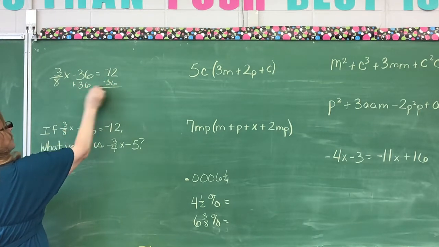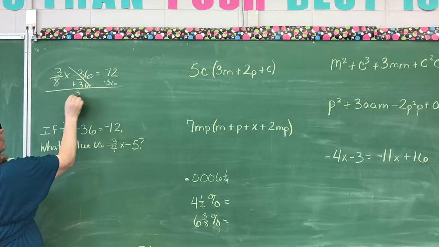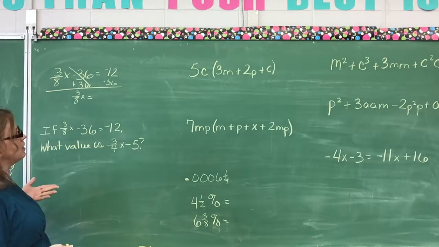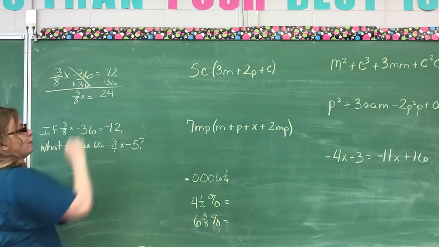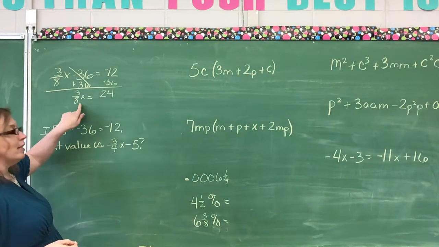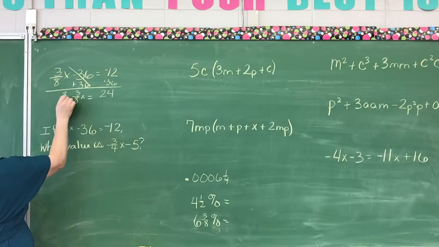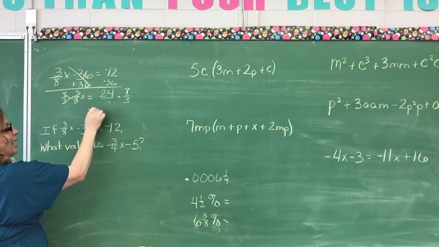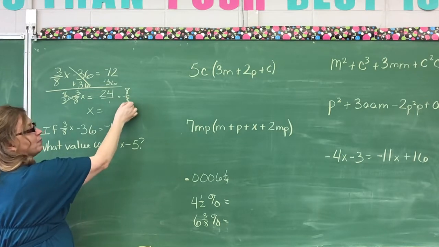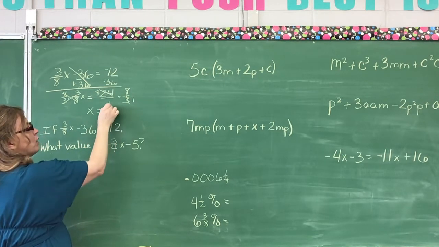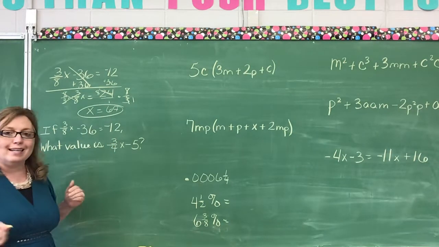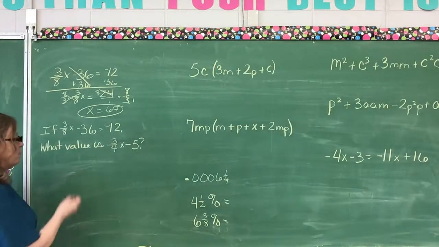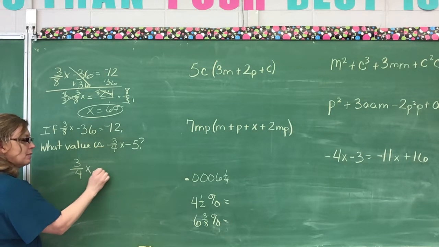36 to each side. This is going to cancel, giving me 3/8 x. And when I go over here, I'm going to add this -12 and this positive 36, I'm going to get 24. Now what do I do? I need to get rid of the 3/8. So I'm going to put 8/3, and I'm going to multiply by 8/3. Okay, these are going to cancel, leaving me x. 3 goes into 24 8 times. This is 1, so x equals 64. Again, that's not our final answer. 64 is only the value of x. The question is, what is 3/4 x minus 5?